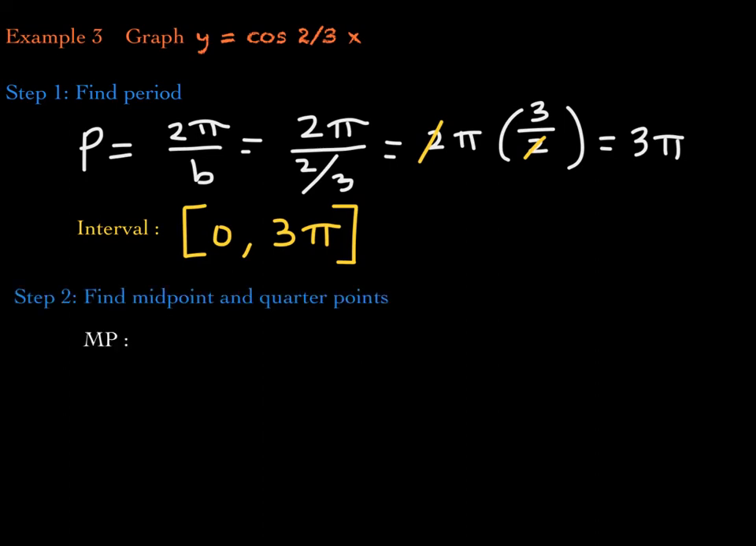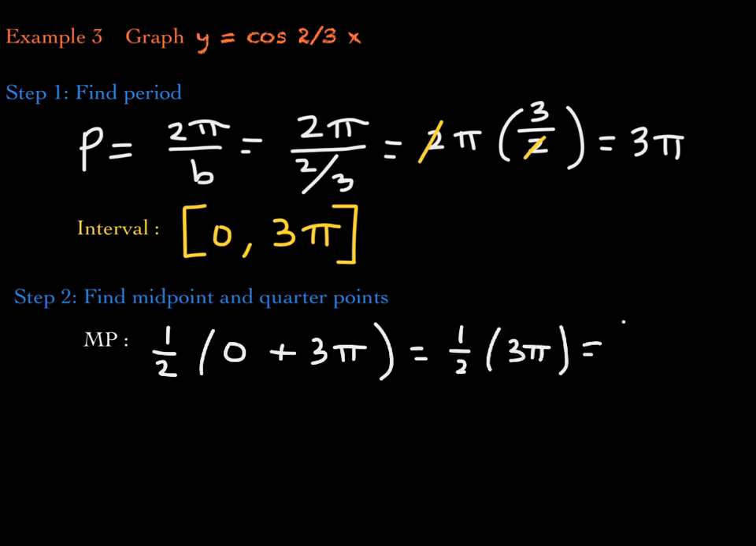I'm going to use MP for midpoint. The way I find my midpoint is by taking half of the sum of the left endpoint and the right endpoint. This is the midpoint formula. So this is half of 3 pi, that is to say 3 pi over 2 is your midpoint.